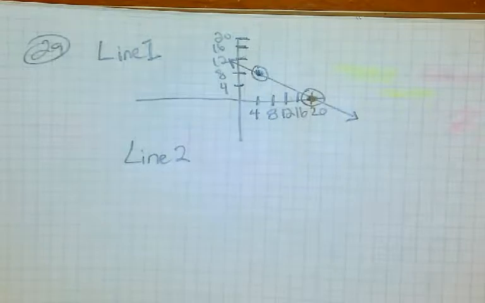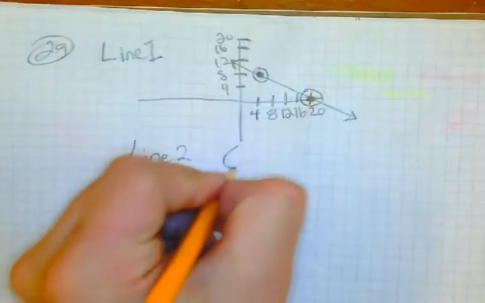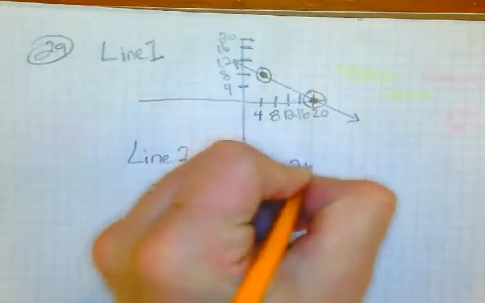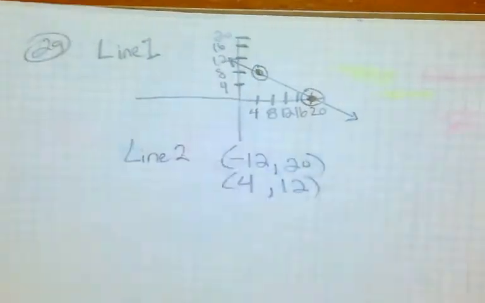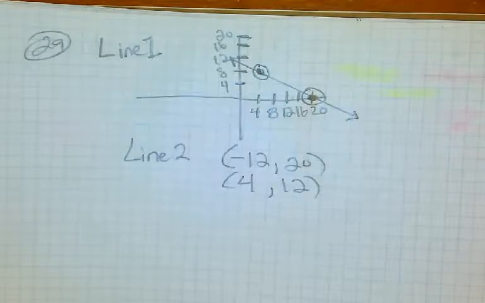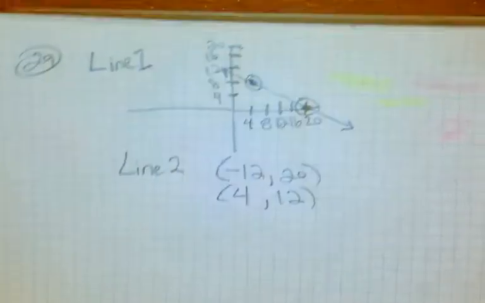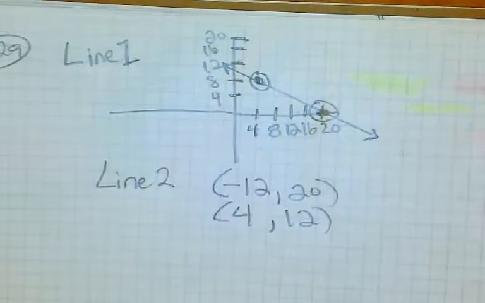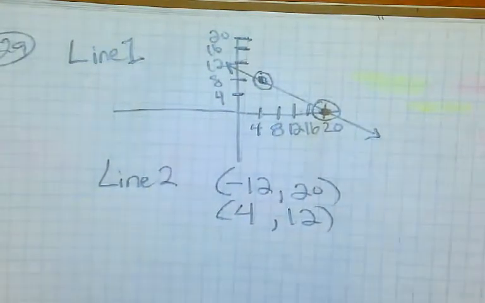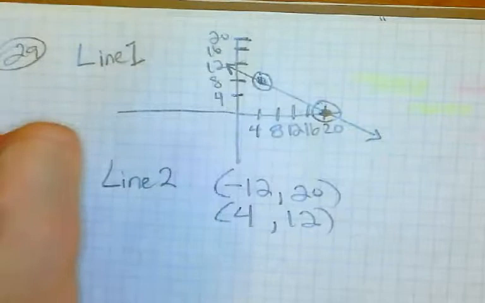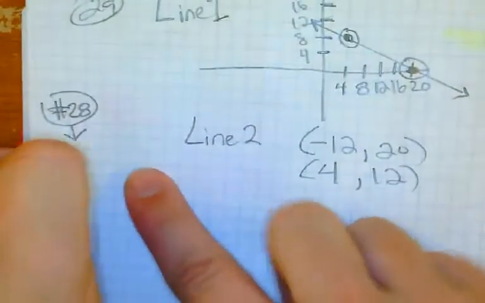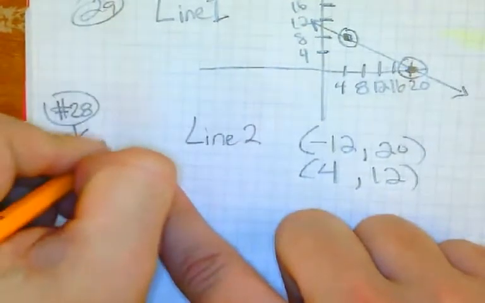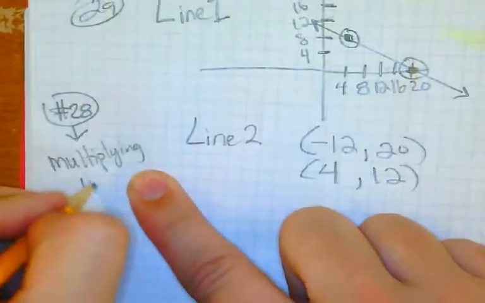Line 2, they give it, it's a line for sure, they just give it to us in a different way. They give us 2 coordinate points. They give us negative 12 and 20. They also give us 4 and 12. And now here's the big difference. In number 28, we were multiplying. We were multiplying lines.